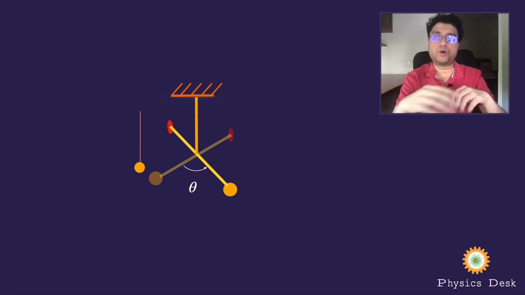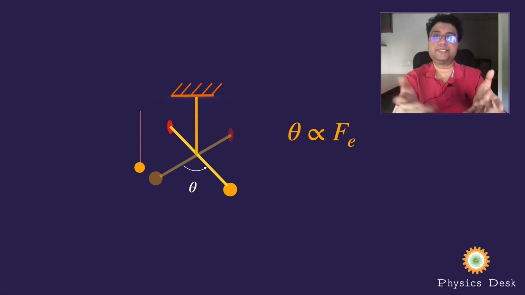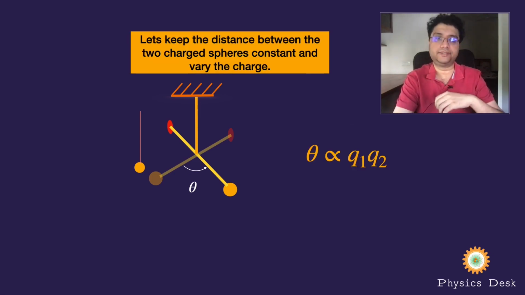This repulsion causes the torsion bar to deflect horizontally through an angle, say theta. This theta is directly proportional to the deflecting torque acting on the bar. That means theta is proportional to Td, the torque acting on the bar, which means it is proportional to the electrostatic repulsion between the two charged balls, that is, theta is proportional to Fe.